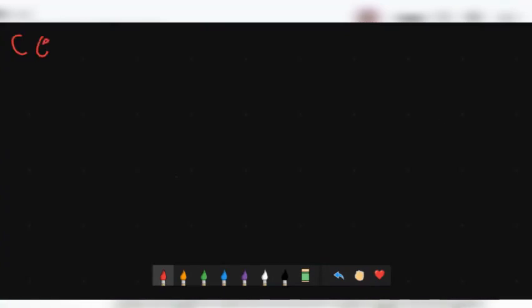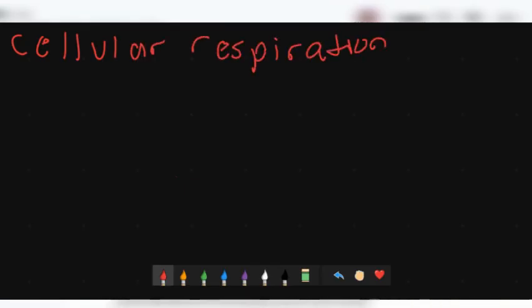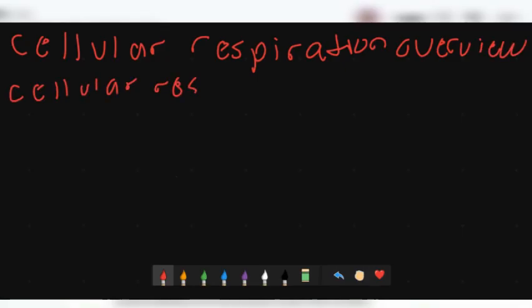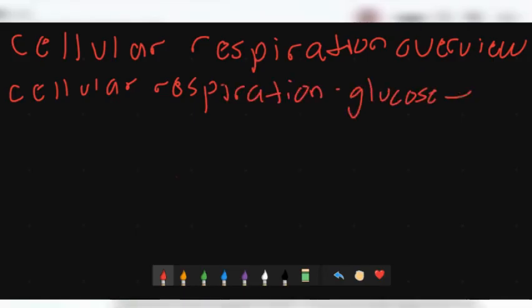Today we are going to be explaining the process of cellular respiration. The purpose of cellular respiration is essential for life. It turns the chemical energy stored in food, especially glucose, into ATP. ATP is the energy currency that is required to function or even run the cell.